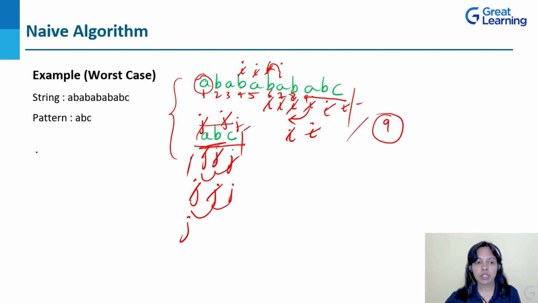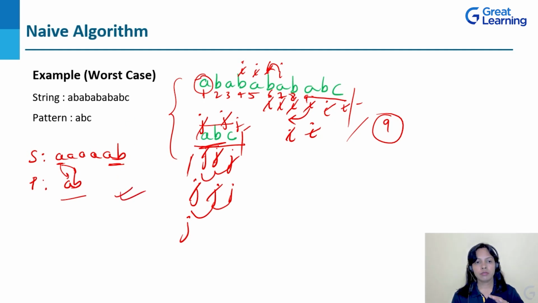Another example: suppose the string is A, A, A, B and the given pattern is A, B. Now you can see here, this is the worst case scenario. You have to compare both characters for every position, because every time the first character will be the same. But finally you will find the given pattern at the end of the string. Right? So this was the worst case scenario for the naive algorithm.